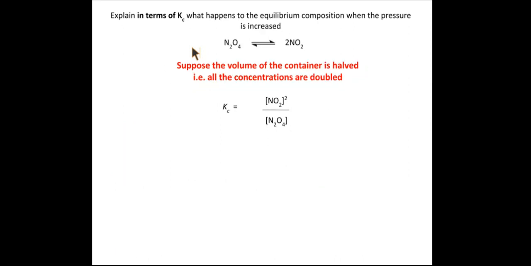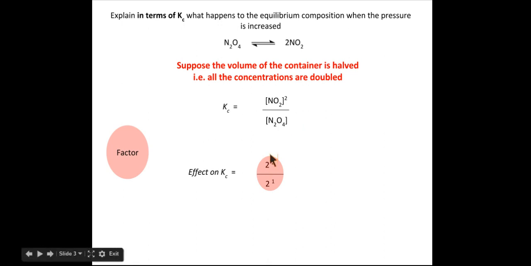So we'll look at this one now. Explain in terms of Kc what happens to the equilibrium composition when the pressure is increased now. So if you want to have a think about this, pause the video and then I'll go through the answers with you. So suppose the volume of the container is halved. All of the concentrations now are going to double. There's the Kc expression. So we'll look at the factors now.